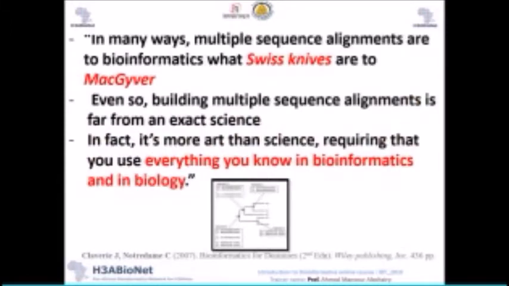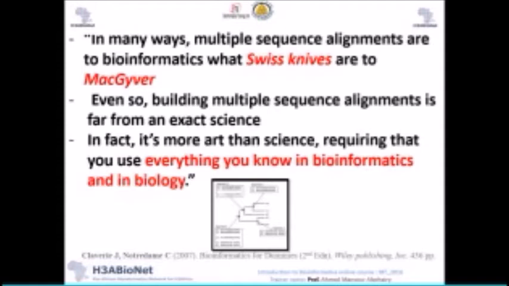So, in many ways, multiple sequence alignment is to bioinformaticians like the Swiss knife for MacGyver. MacGyver in the movies was using a Swiss knife to open doors, to make bombs, to make cool things with his Swiss knife. So multiple sequence alignment for biologists and bioinformaticians is like the Swiss knife of MacGyver. You can do many things with multiple sequence alignment, but you have to know exactly what you are looking for, what your study is about, and why you want to use it.